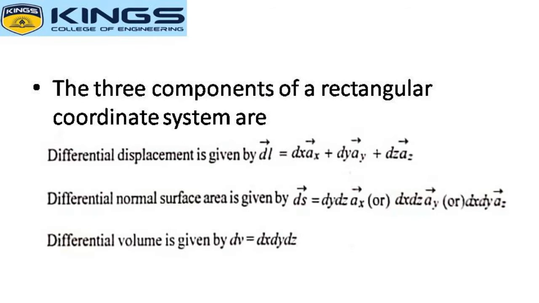The three components of a rectangular coordinate system are given by, first, differential displacement, dl vector, which is equivalent to dx ax vector plus dy ay vector plus dz az vector. Second, differential normal surface area is given by ds vector is equal to dy dz ax vector, or dx dz ay vector, or dx dy az vector. The third component, differential volume, is given by dv is equal to the product of all three differential lengths dx, dy, and dz.